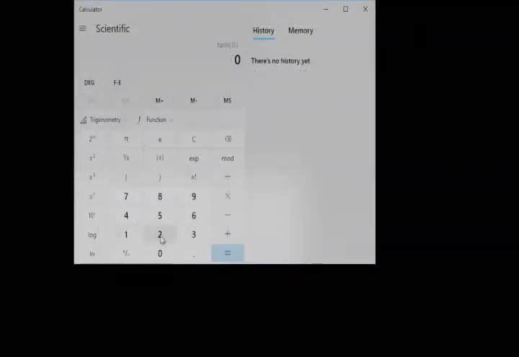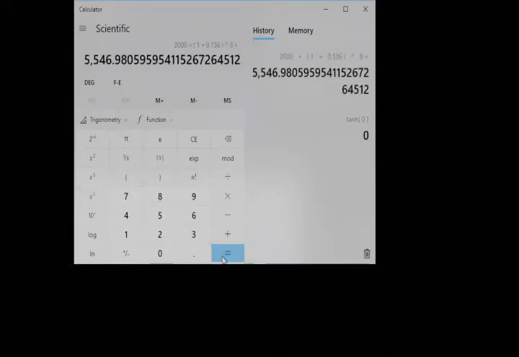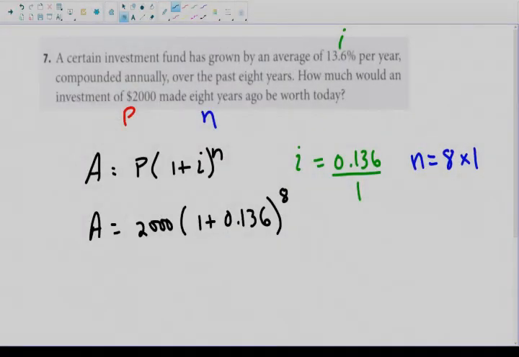So we've got $2,000 times bracket 1 plus 0.136 bracket to the power of 8 equals. So that gives 5,546.98. $5,546.98. So that's how much that investment would be worth today after 8 years.